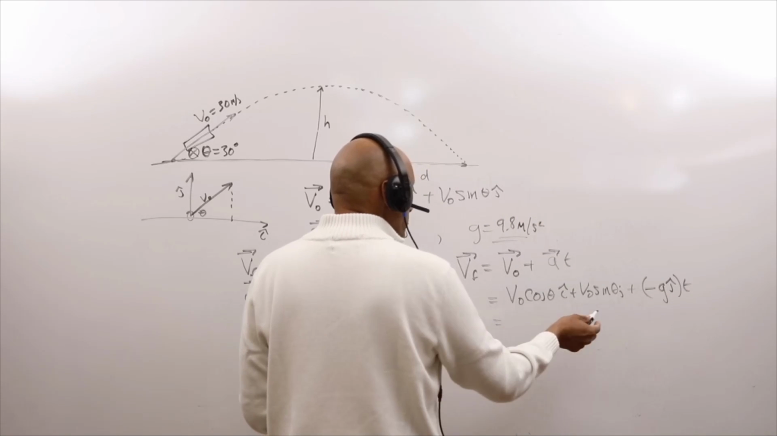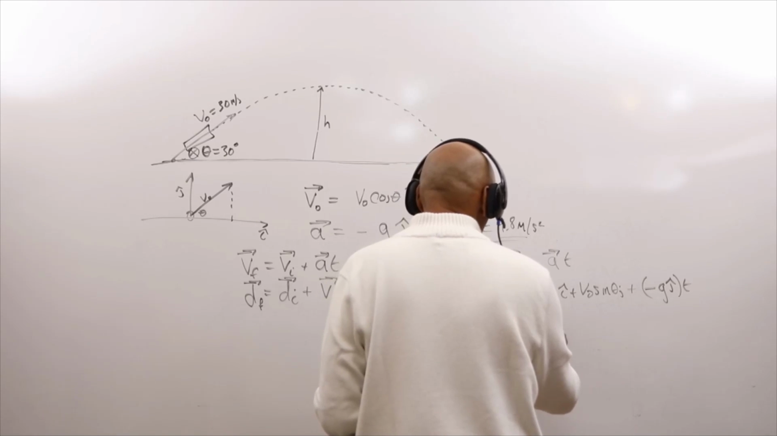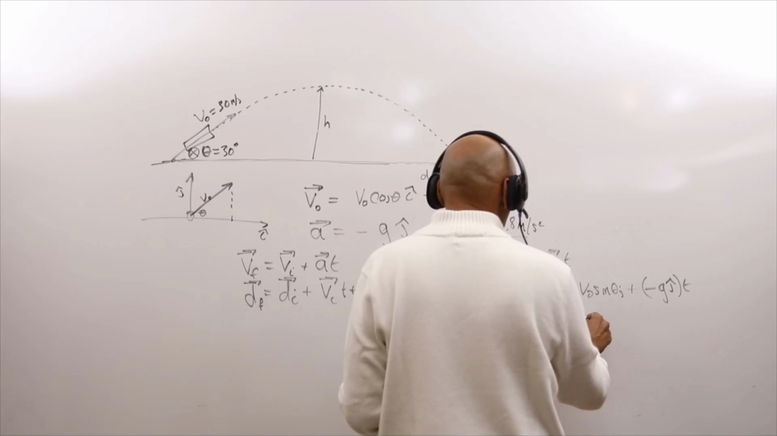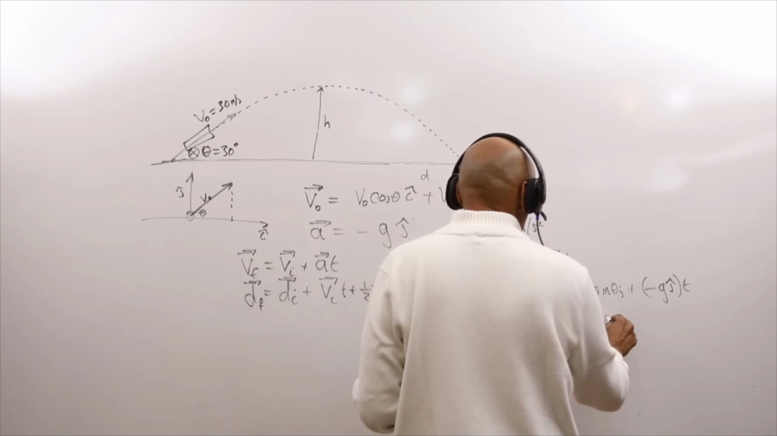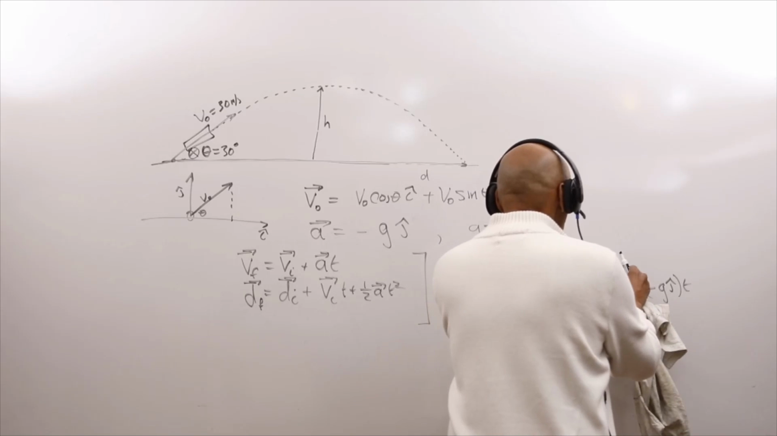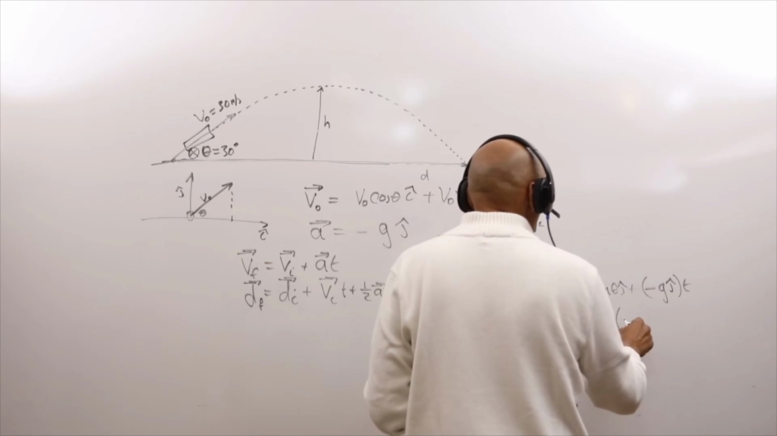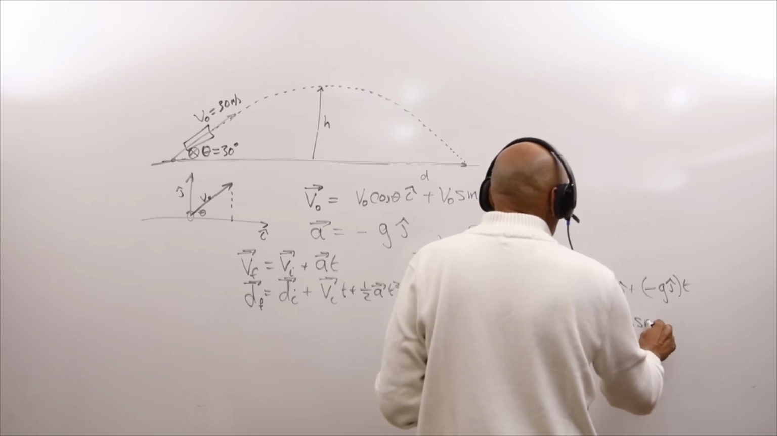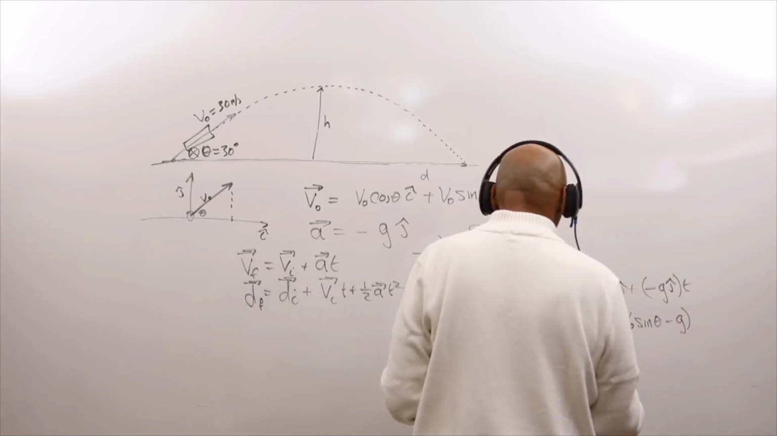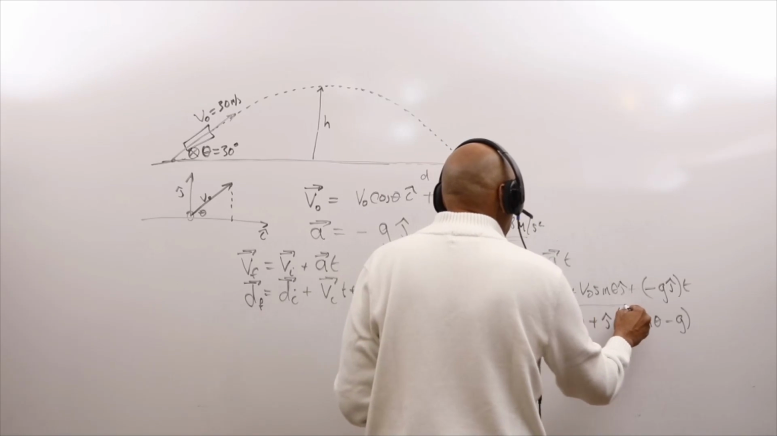And I'll break it apart into i's and j's so we can separate everything out. So in the i component, we have V0 cosine of theta plus j hat, which is, oops, it should be a little larger than earlier. So this is j hat. So j times V0 sine of theta minus g. And that's your velocity vector at any time in the motion.